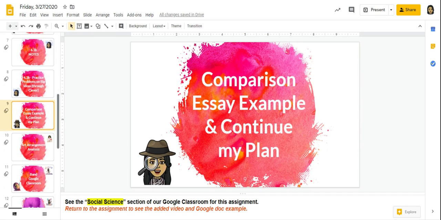Make sure that you continue your plan at this point. This essay is going to be due next Friday. So right now you should still be in the process of simply planning it. So make sure that you're spending that writing time and getting that done.